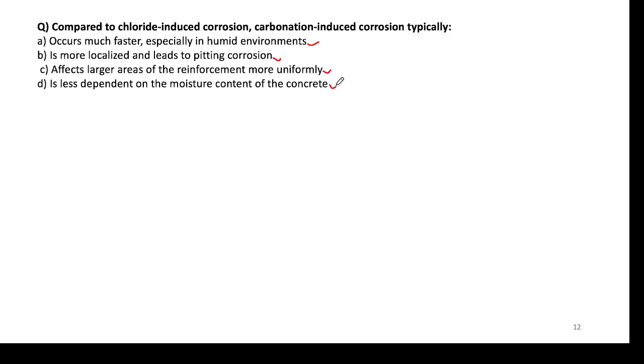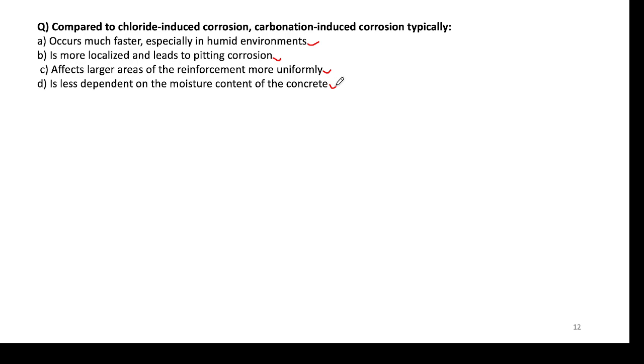Please go ahead and you can type your answers in the chat box, or you can unmute yourself for giving the answer. And then after this we will see the difference between chloride-induced corrosion and carbonation-induced corrosion, and how we can characterize them.